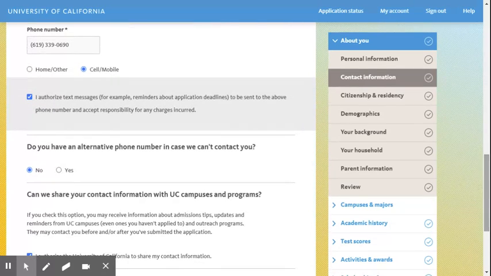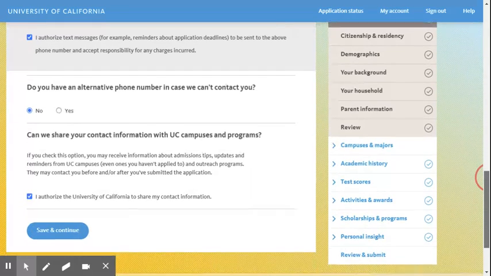And then there's a checkbox above the phone number about authorizing text messages to be sent. I would highly recommend that you do that just in case you need a reminder to get things turned in before the deadline. And if anything else, sometimes, say for example, they extend the UC deadline for like UC Merced, they'll let you know via text if you sign up.